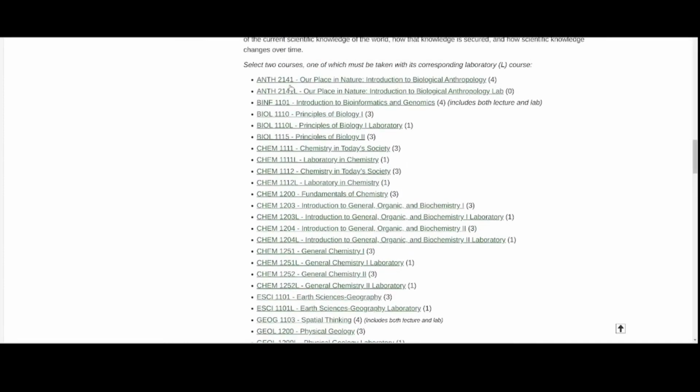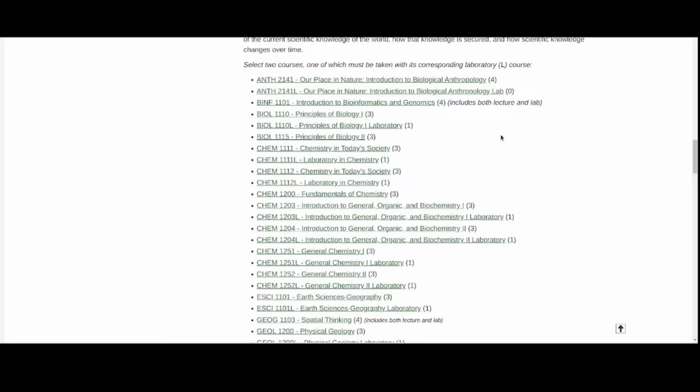So, for example, Anthropology 2141 has two things you'll have to register for if you want to get the science with a lab credit: a 4-credit lecture and a 0-credit lab. Bioinformatics offers an introductory course that is just one thing you register for, and it includes both the lecture and the lab. Biology 1110 has two things you would have to register for to get the lab credit: a 3-credit lecture and a 1-credit lab. There are a couple different models used throughout the university.